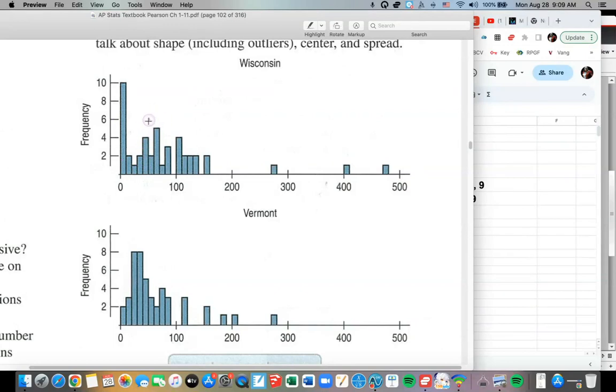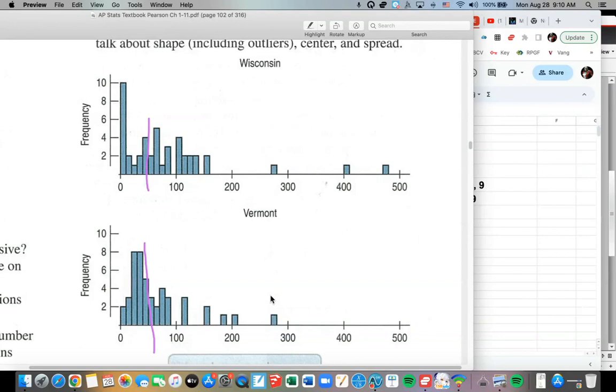It's probably right in here somewhere, about 50. This one is also skewed to the right, but you can see it's a little more compact. It looks like maybe the median is probably in a very similar place. I bet they have very similar centers.